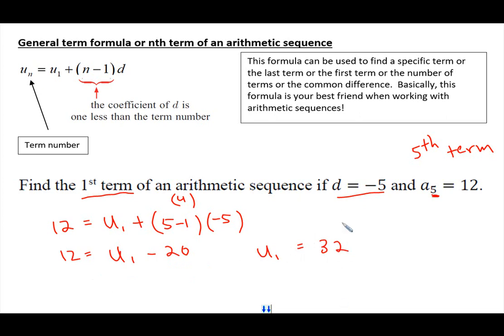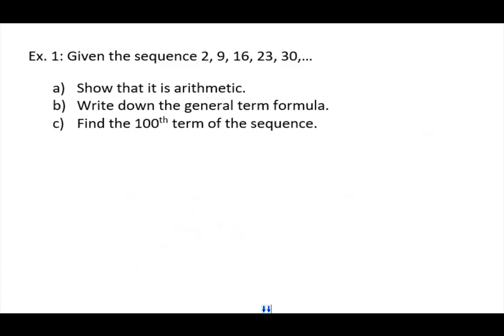Okay? So like I told you before, a lot of times you're going to use this equation a lot for arithmetic sequences, right? So whatever information they give you, most of the time, you're going to plug it into this formula, and you're going to solve for whatever they didn't give you, okay? All right, so let's take a look at this first example here, right?